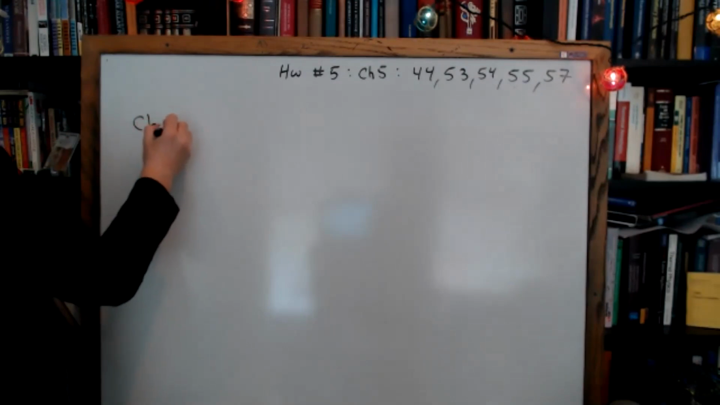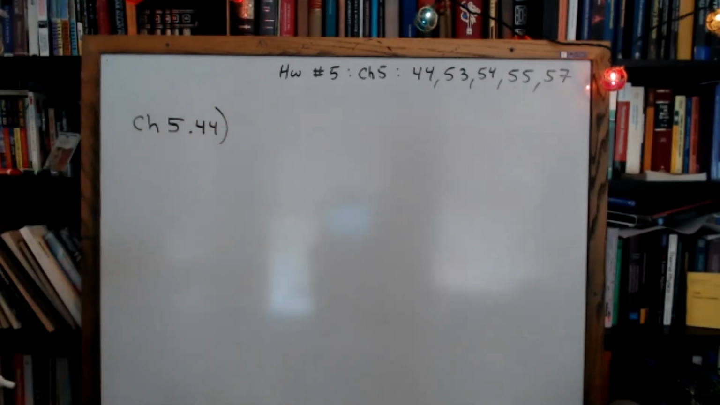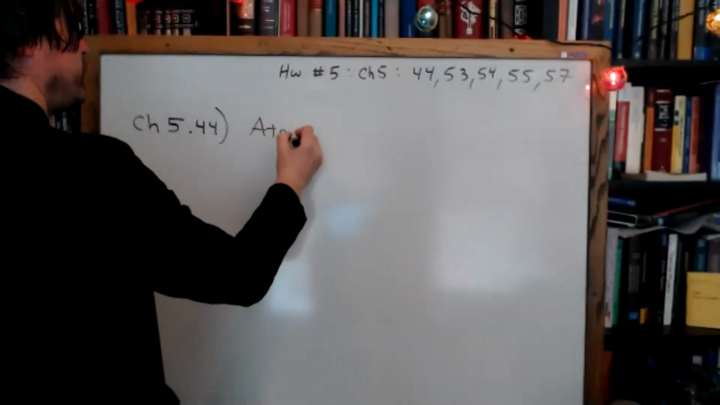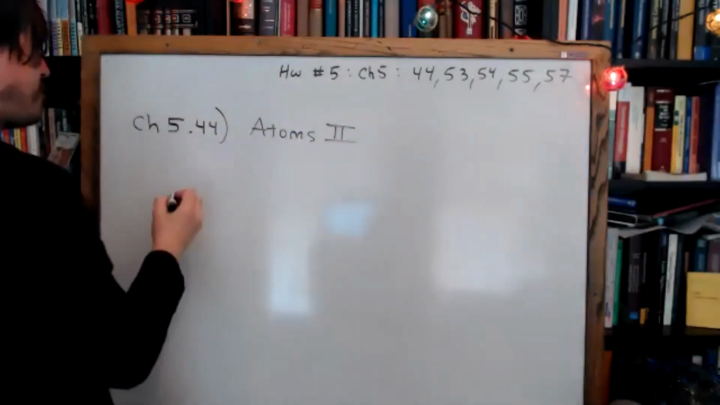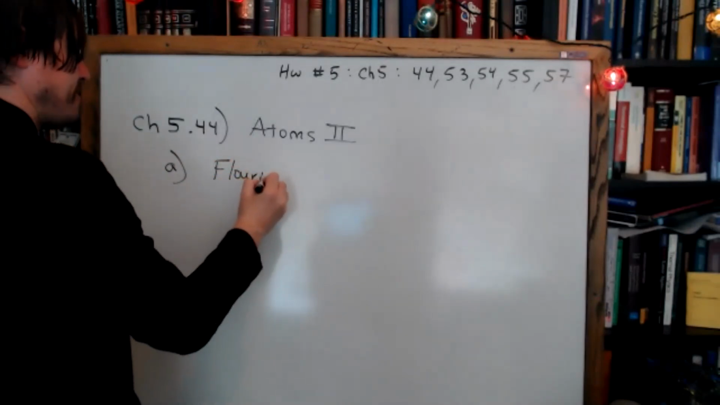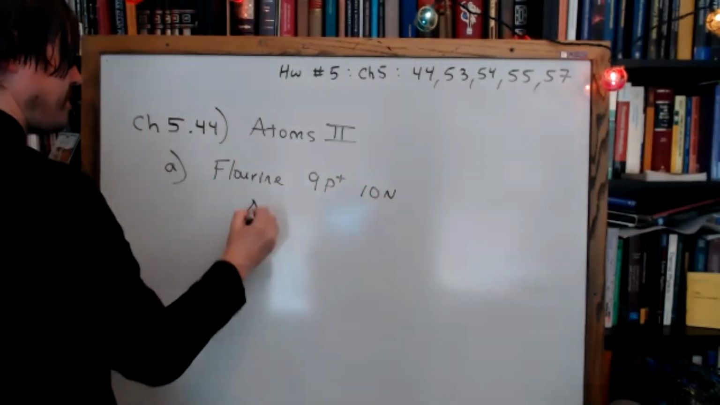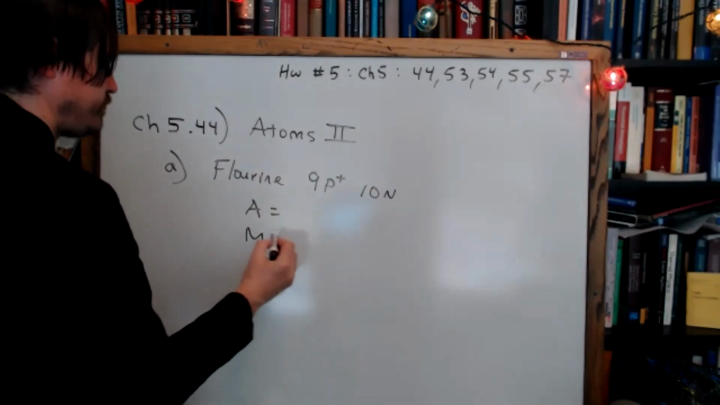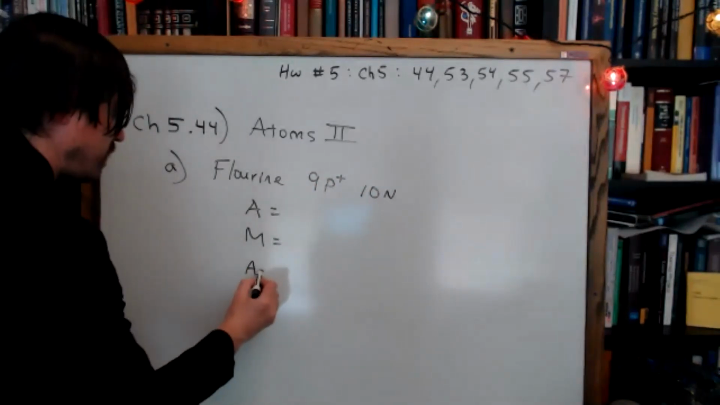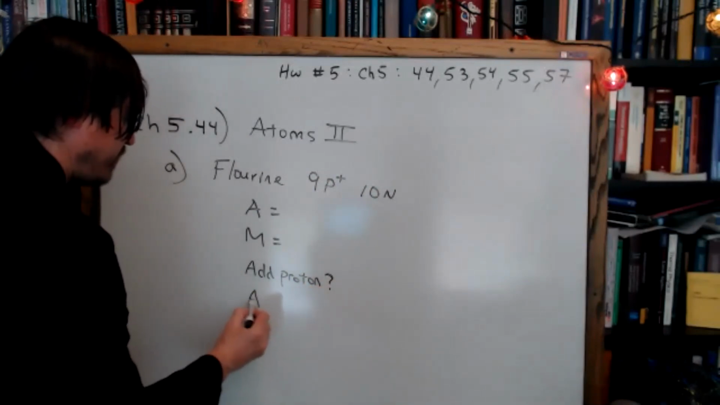What's the question ask? Or what's the title? All right, 44 is Atomic Terminology Practice 2. A: What are the atomic number and atomic mass number of a fluorine atom with 9 protons and 10 neutrons? If we could add a proton to the fluorine nucleus, would the result still be fluorine? What if we added a neutron to the fluorine nucleus? Explain. Okay, so what if we add a proton? What if we add a neutron?